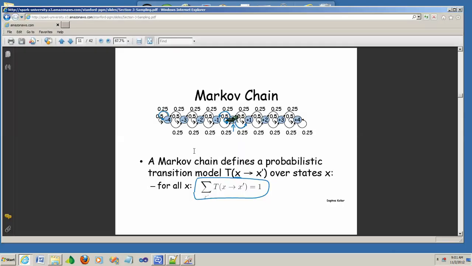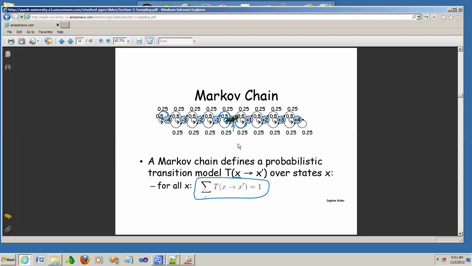So here is a Markov chain. We have this famous grasshopper jumping here and there, and you see it's moving from 0 to +1 with 0.25 probability, and 0 to -1 with 0.25 probability, and so on. So those arcs are basically different states.